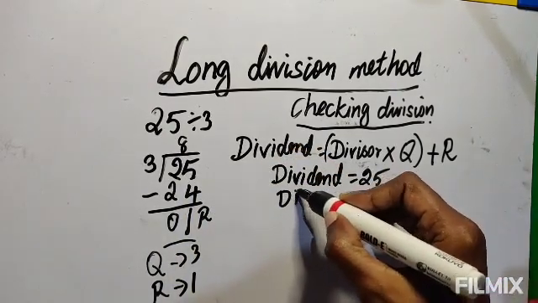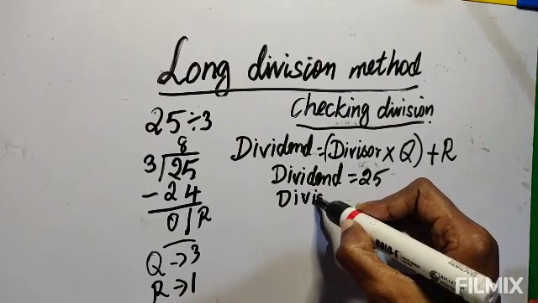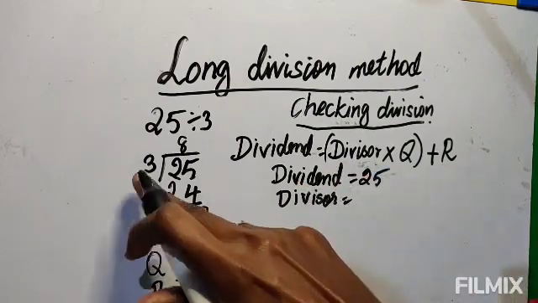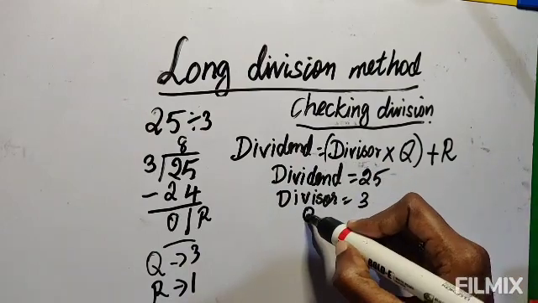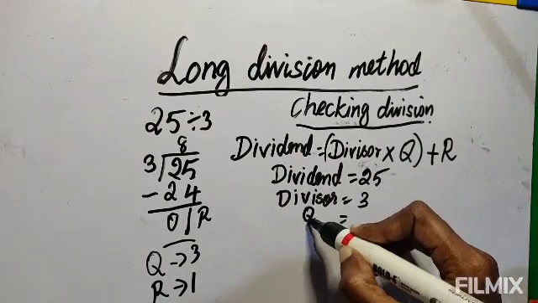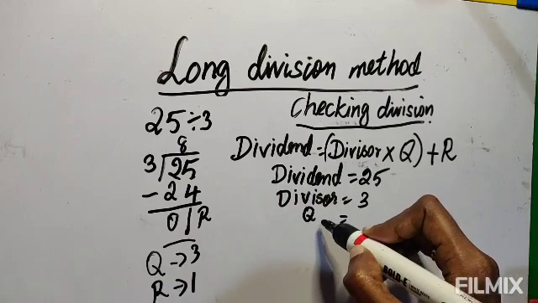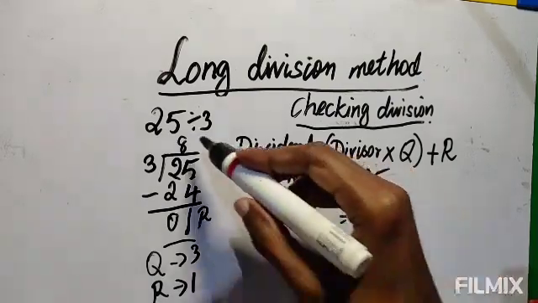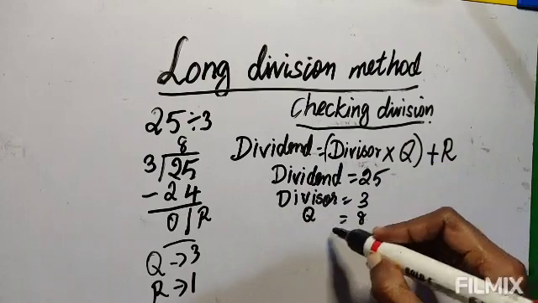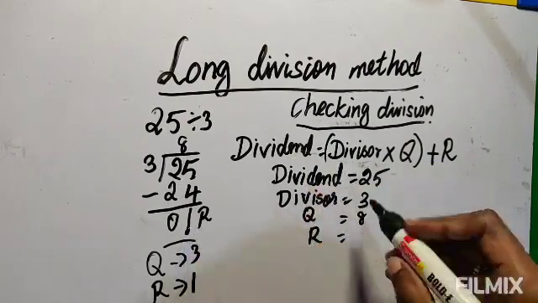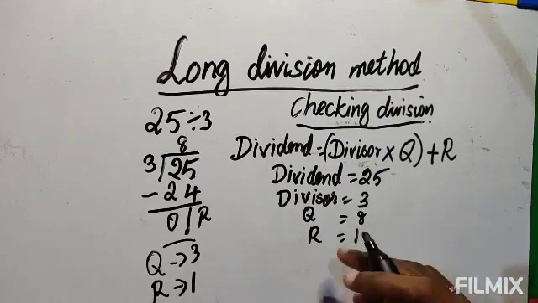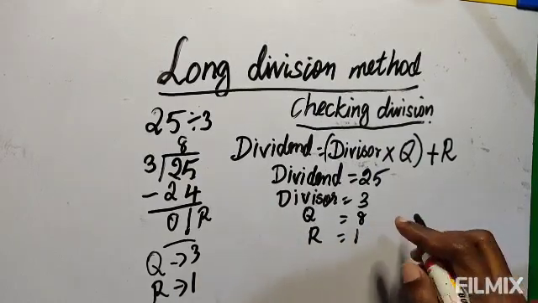Again, the divisor is the one on the right side. Again, the quotient. You have to write it in full, with full spelling. The quotient is the one on top, 8, and the remainder is the one at the bottom, that is 1. So this is what we have got. Now we will check with the answer.